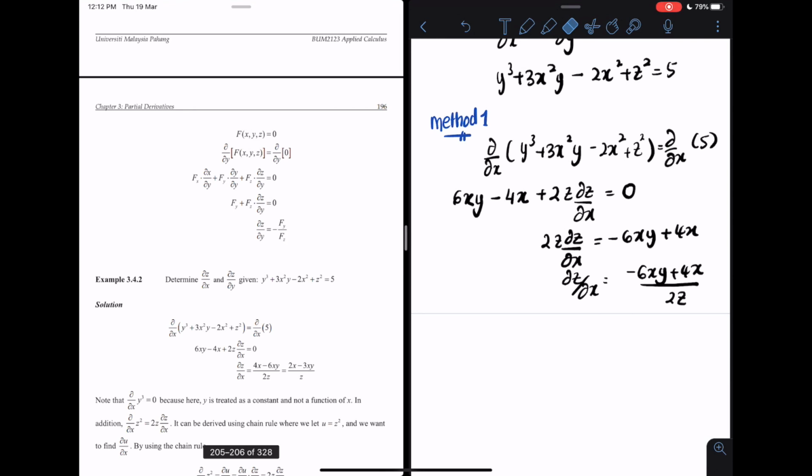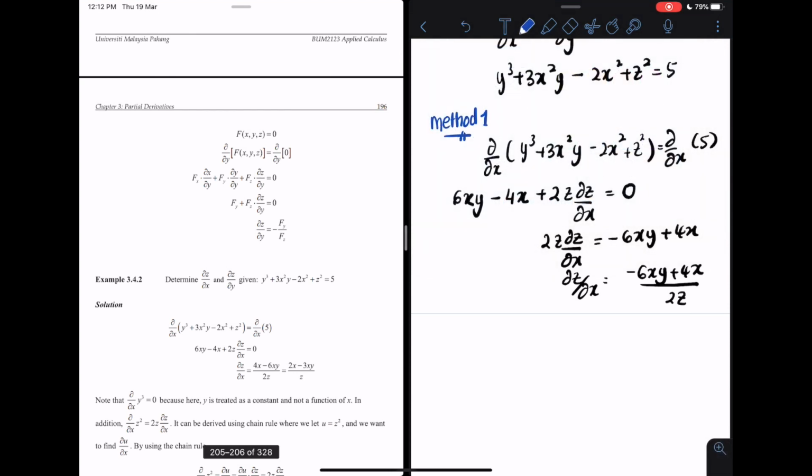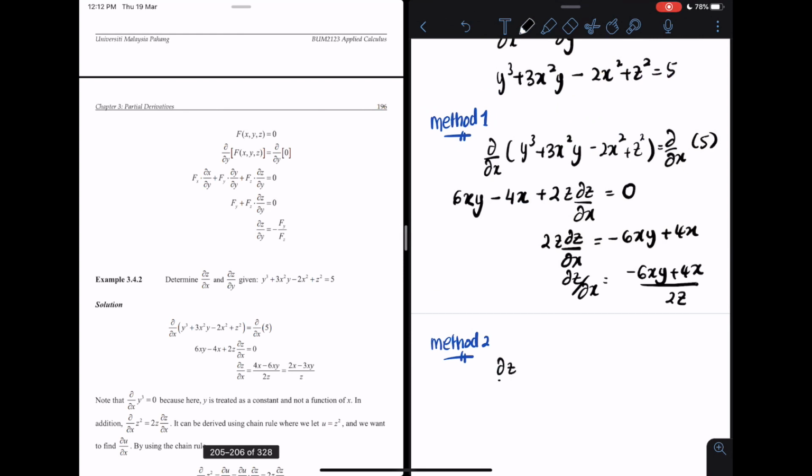Okay, if we look at method 2, which is much simpler compared to method 1, for method 2, use the formula such as del z del x equal to negative fx over fz. Again, when it comes to problems involving topic 3.4, the exact formula won't be given because the formula will vary according to the question given to you.